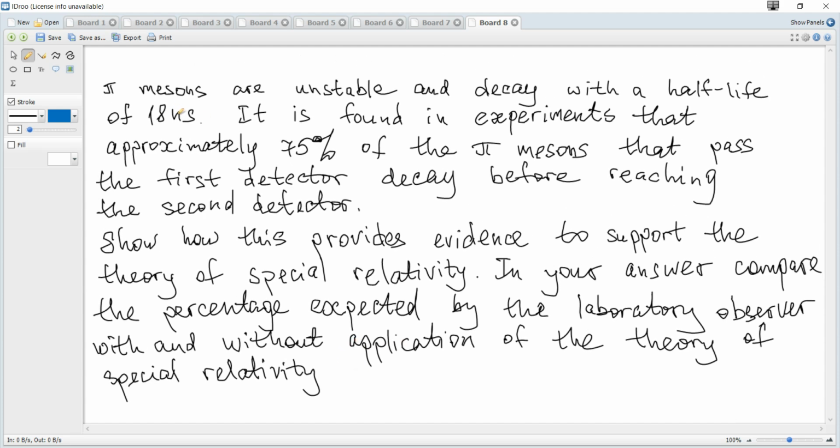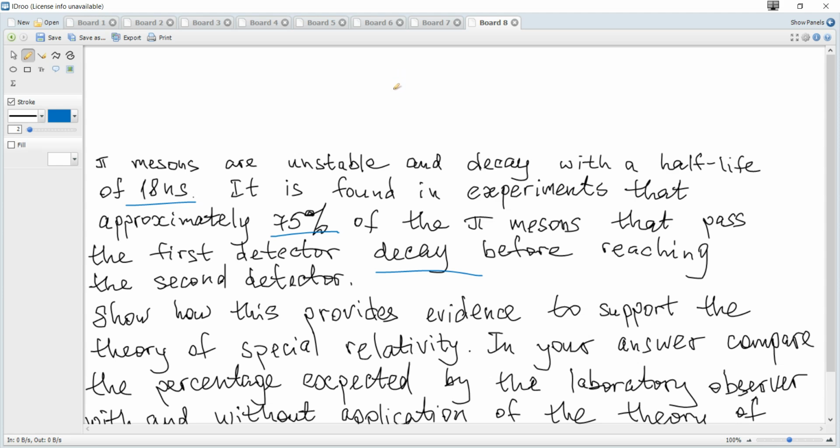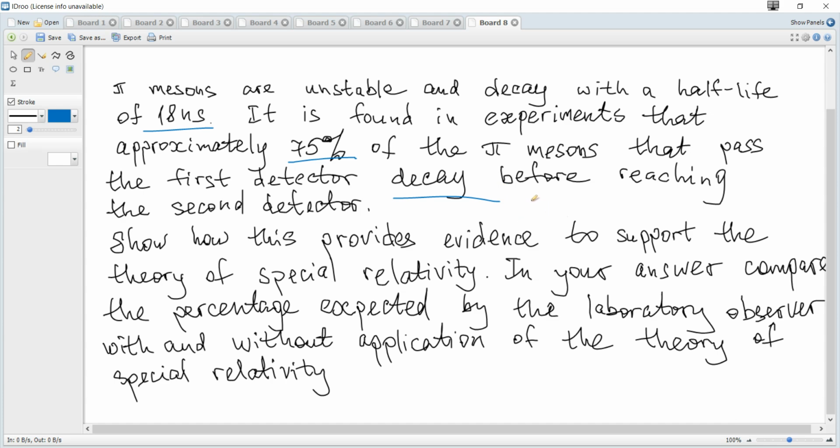First of all, notice that it may not be clear, but this 80 nanoseconds is the time in which the pi meson is stationary. And again, notice that 75% has decayed, but when you consider the law of decay, the number of undecayed or remaining radioactive material is initial times e to the minus lambda t, something like that. So don't get confused. 25% remaining.